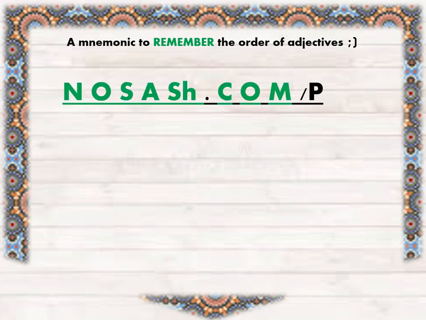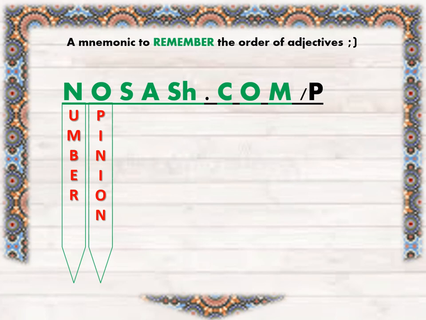Just remember this, nosash.com. It looks like a URL, and URL means the address of a worldwide page, nosash.com/p. Remember this? nosash.com/p. So N stands for number. Okay, 2, 3, 4, 5. O stands for opinion. Good, beautiful, smart, fantastic. S stands for the size, small, big.